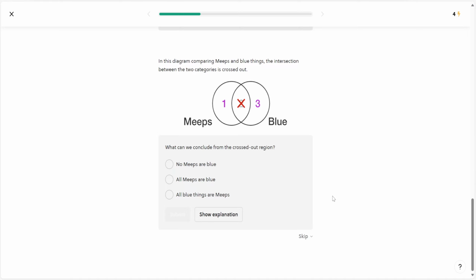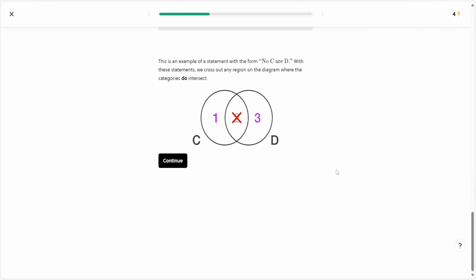In this diagram, comparing meeps and blue things, the intersection between the 2 categories is crossed out. What can we conclude from the crossed out section? That no meeps are blue. This is an example of a statement with the form no C are D. With these statements, we cross out any region on the diagram where the categories intersect.